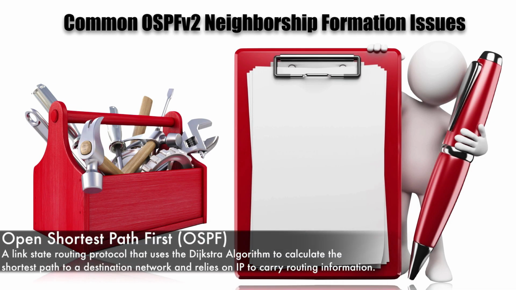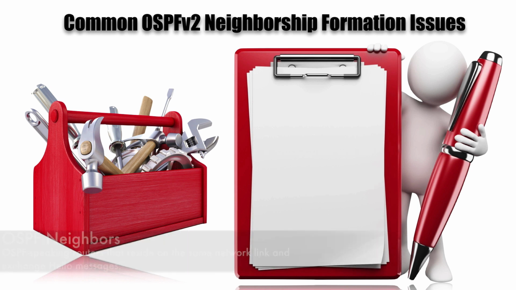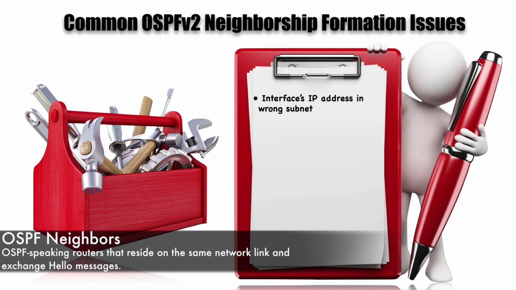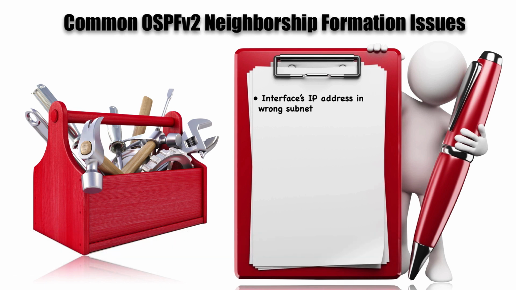In this video, we want to talk about troubleshooting neighborship formation with OSPF version 2. And that version of OSPF can be used to route IP version 4 networks. Some of these reasons are similar to the reasons we might have with EIGRP neighborship formation. For example, an interface's IP address is in the wrong subnet. We want to make sure that the interfaces on each end of a link belong to the same subnet.